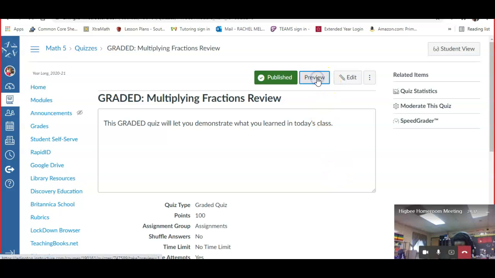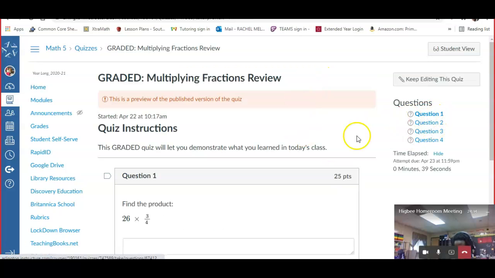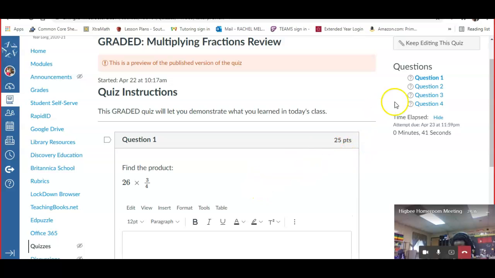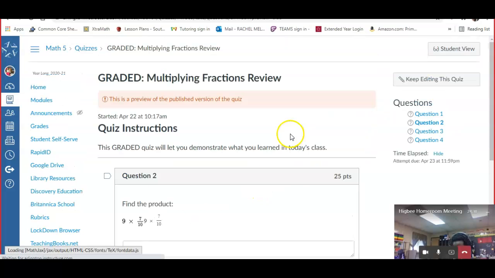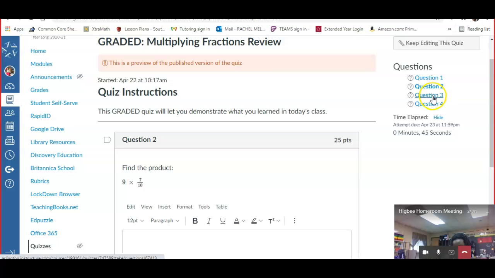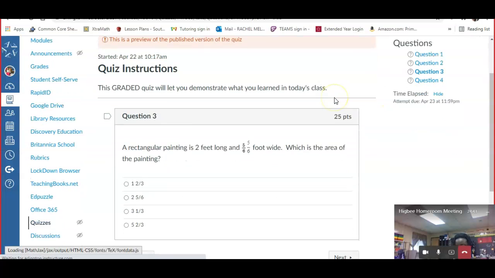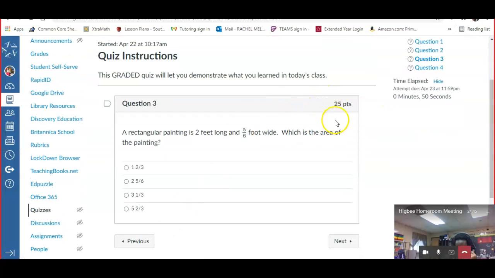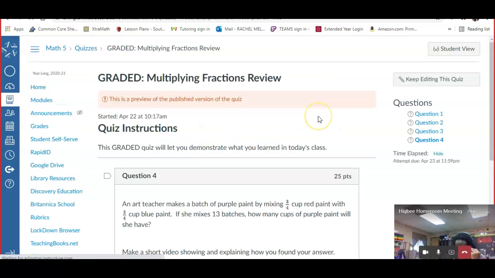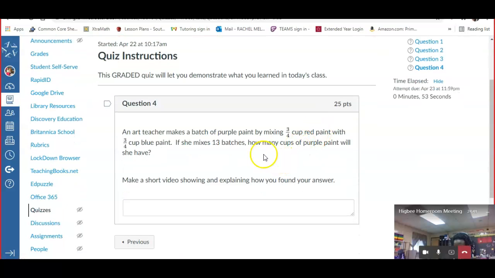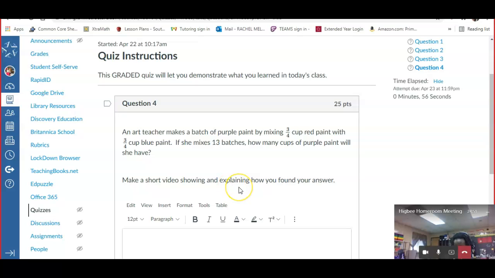All right, so let me preview this quiz. All right, it's 4 questions. So the first question and the second question are just give me the answer. Question 3 is multiple choice. And then, of course, question 4, you're going to make a short video explaining your work. Please remember, I have to see your work and I have to have an explanation. If one of those doesn't happen, you're not getting your full points.